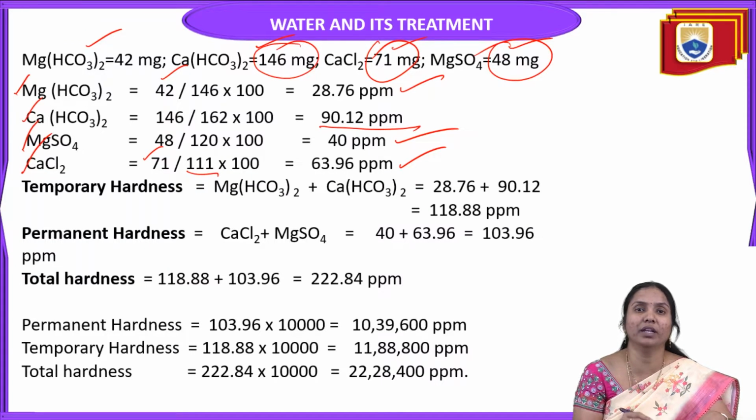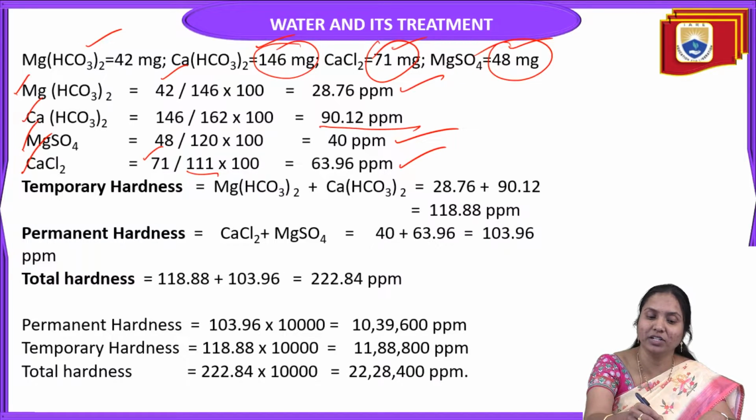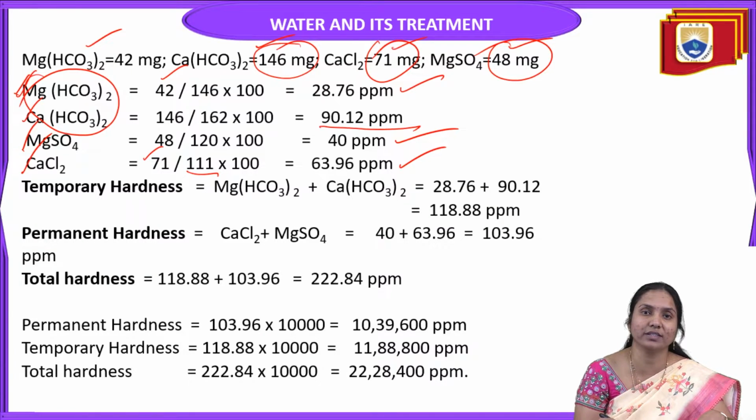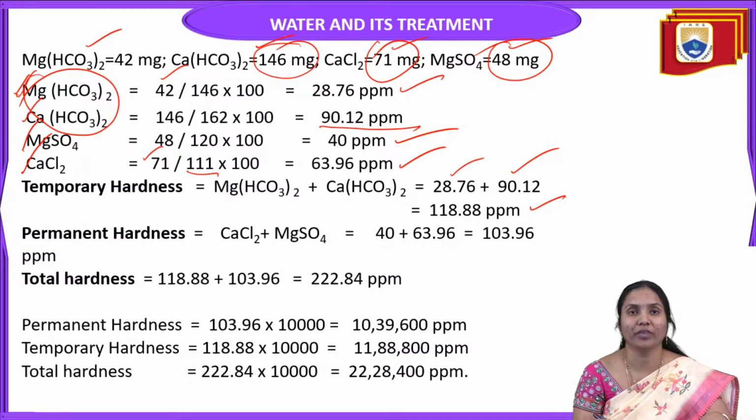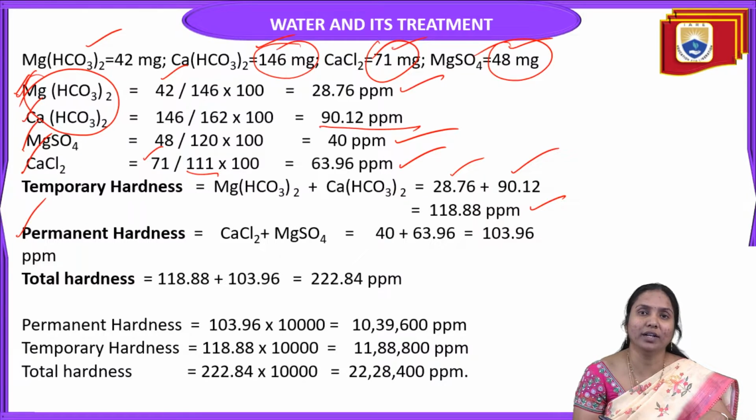Now we can calculate the temporary hardness. What are the temporary hardness causing salts in the data? Magnesium bicarbonate and calcium bicarbonate. After conversion, we get 28.76 and the calcium bicarbonate value is 90.12. After addition, we get 118.88 ppm. So the temporary hardness of the given water is 118.88 ppm.